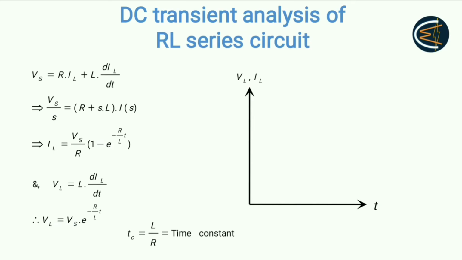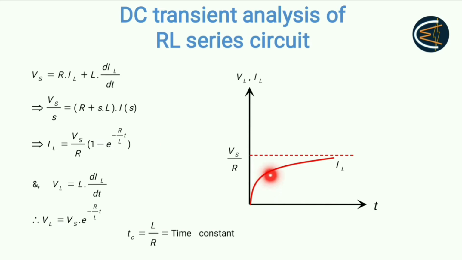Now if you want to plot the current through inductor and voltage across inductor, it will come like this. See, this is the expression of current. Initially current is 0, as I have showed in my previous slide, that inductor initially behaves as open circuit. That means current will start from the origin. Here also you can see, if you put t equals to 0, you will get IL to be 0. Finally at t equals to infinity, from this expression you can say IL is nothing but Vs by R.